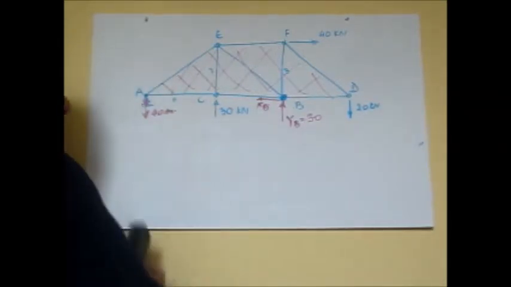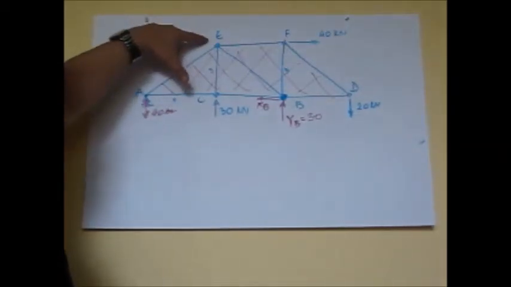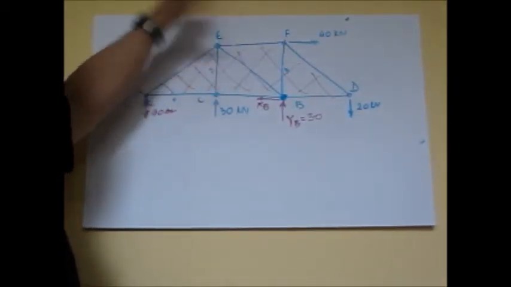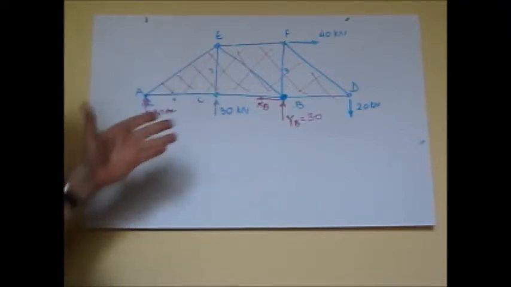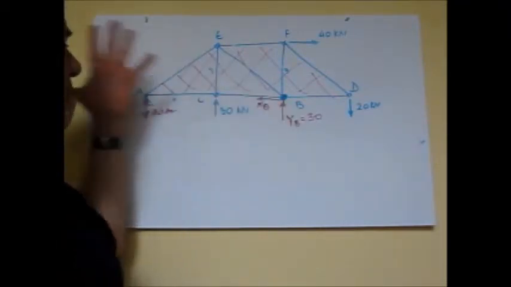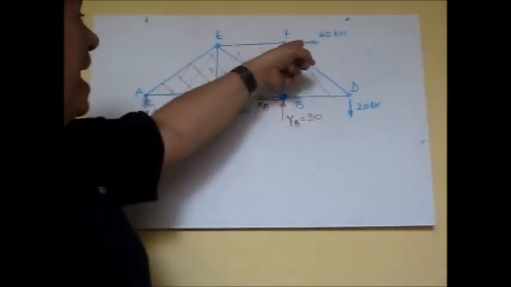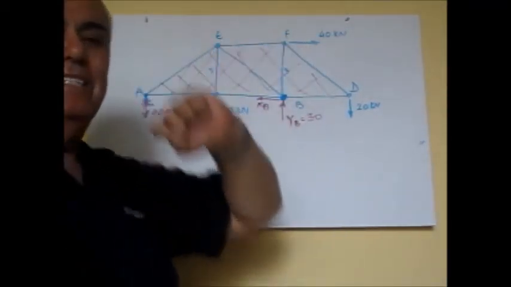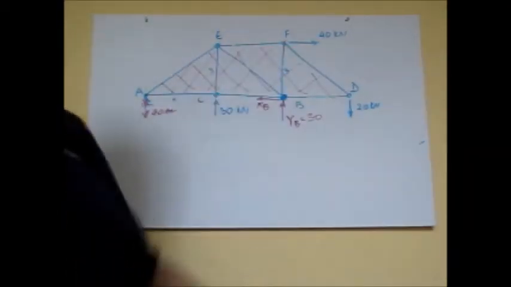Where can I start? I can start from A. I cannot start from E because I have 1, 2, 3, 4 unknowns. I cannot start from C because I have 3 unknowns. I cannot start from B because I have 4 unknowns. I cannot start from F because I have 3 unknowns. I can start from D. So I can start either from D or from A.